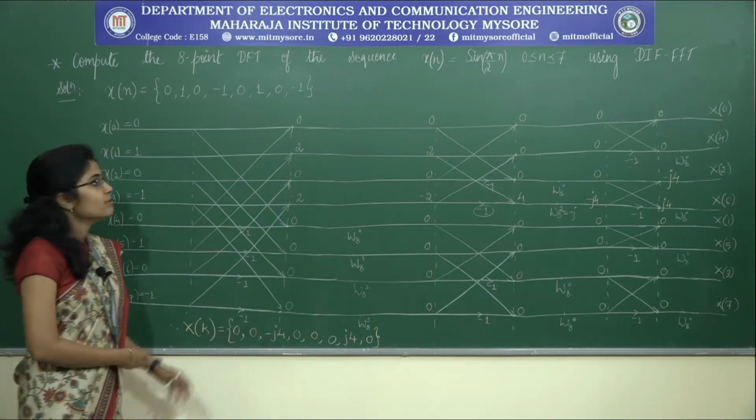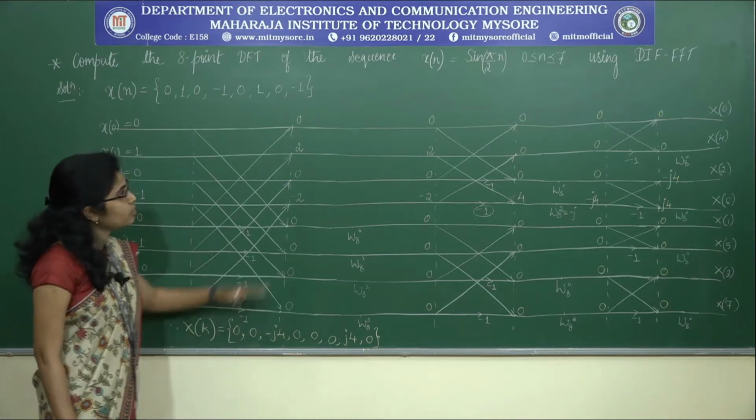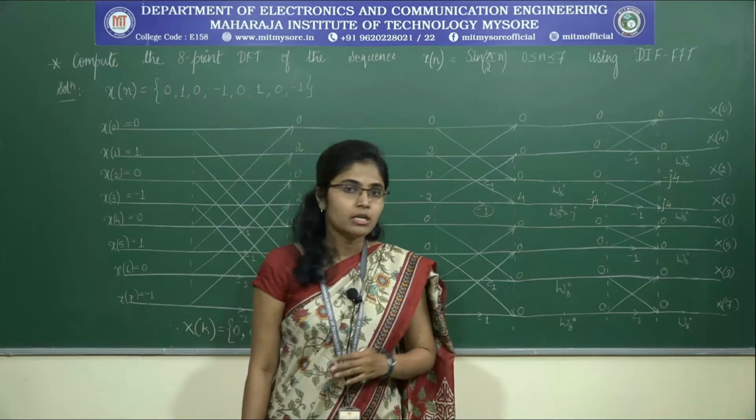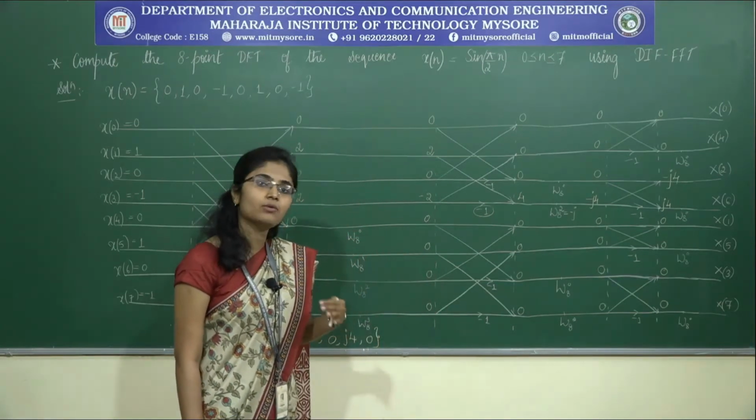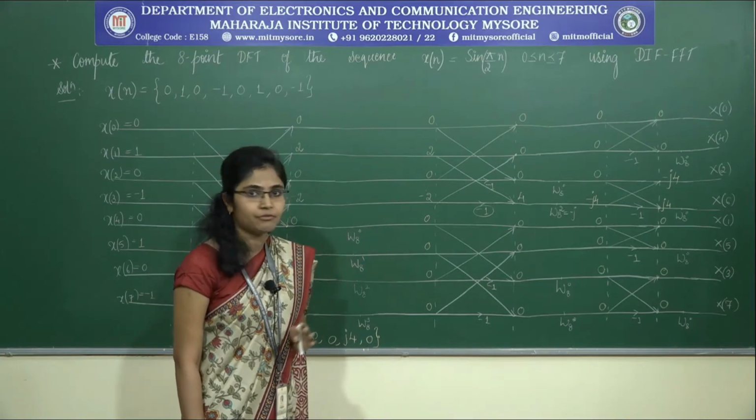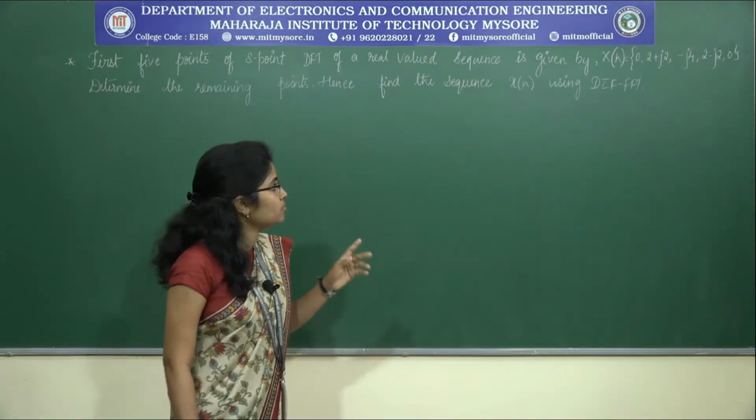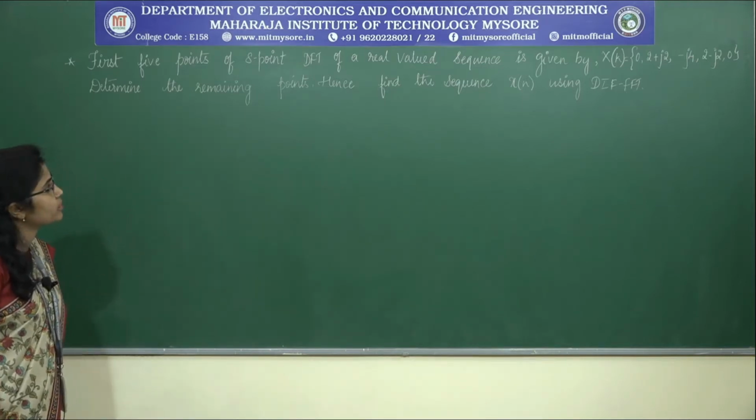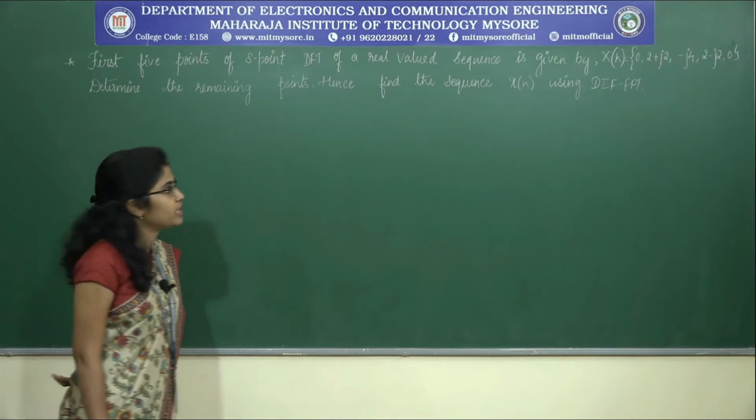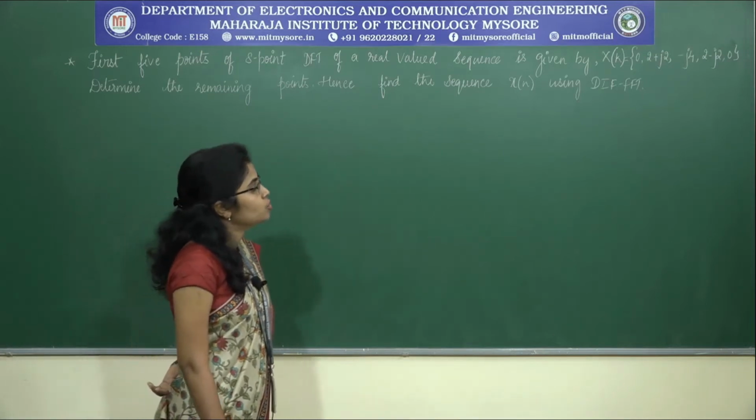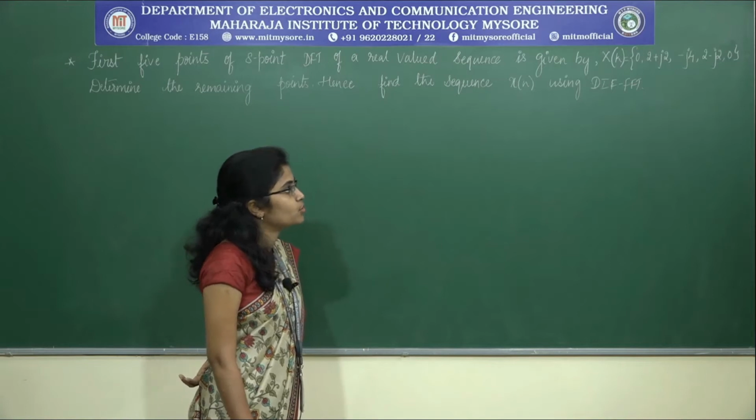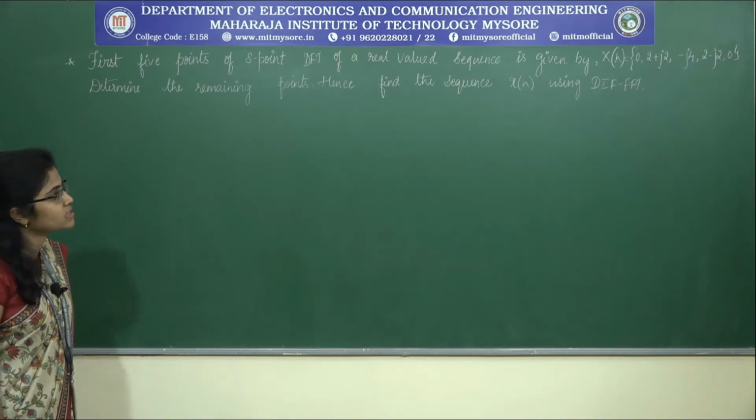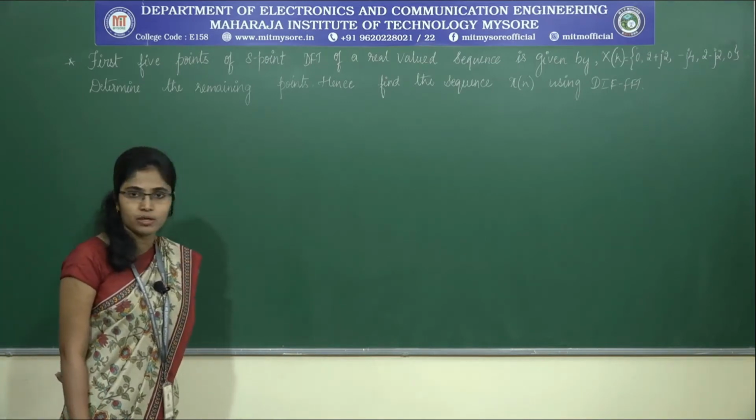So this is how we can find out the DFT of a given trigonometric function with the help of the DIF FFT algorithm. Now let us see how to find out IDFT with the help of the DIF FFT algorithm. The next problem on DIF FFT algorithm is: the first 5 points of an 8 point DFT of a real valued sequence are given by X(k), which is equal to 0, 2 plus j2, minus j4, 2 minus j2 and 0. Determine the remaining points, hence find the sequence x(n) using the DIF FFT algorithm.